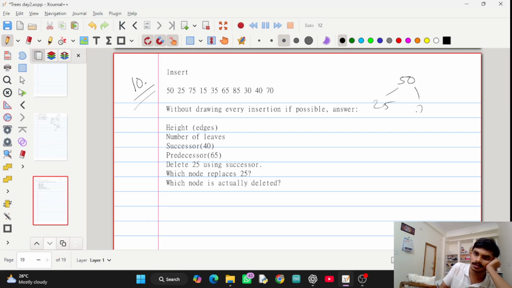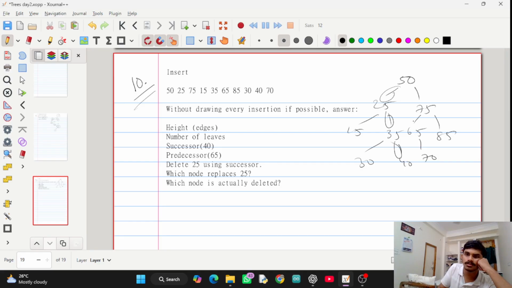50, 25, 75, 15, 35, 65, 85, 30, 40, 70. Okay. Height edges: 1, 2, and 3. 1, 2, and 3. Yeah, the maximum is 3. Number of leaves: 1, 2, 3, 4, and 5. Number of leaves is 5.